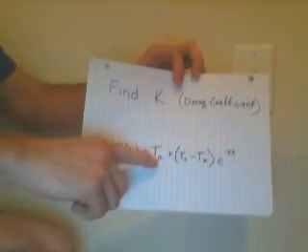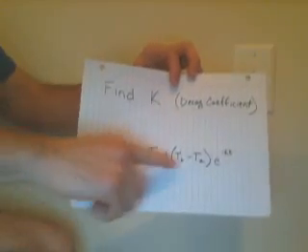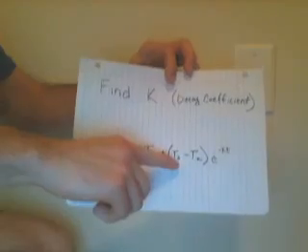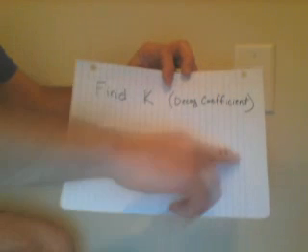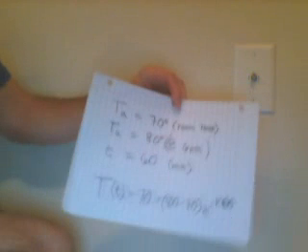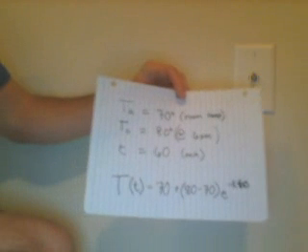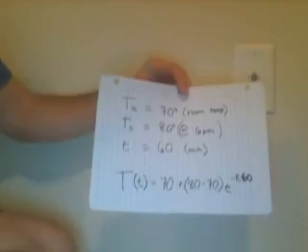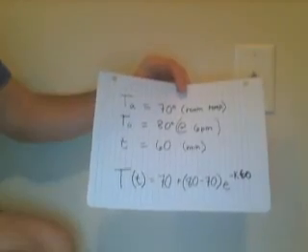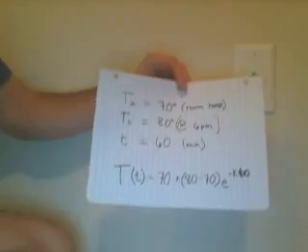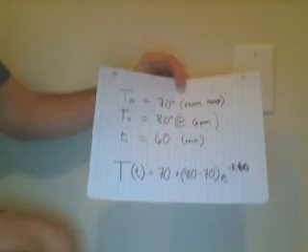T base A is our ambient temperature. T base O is the temperature of an object at a given point. K is our K value, and lowercase t is time. So again, the ambient temperature of the room is 70 degrees. For the temperature of the object, we're going to use 80 degrees, Mr. Fee's temperature at 6 p.m. And the time we're looking for is 60, which is minutes. So we're going to plug all those into our equation.